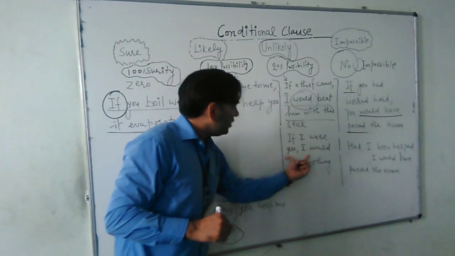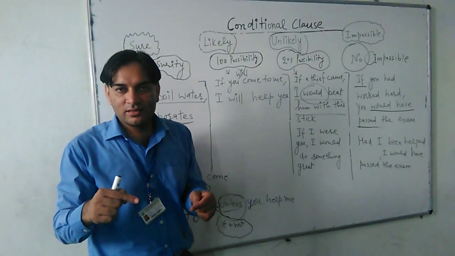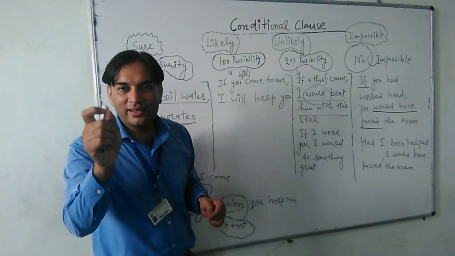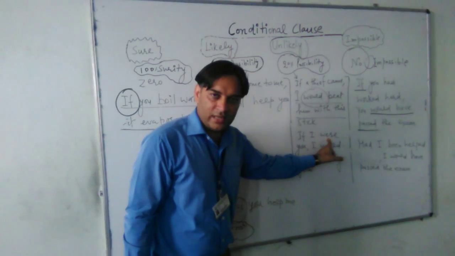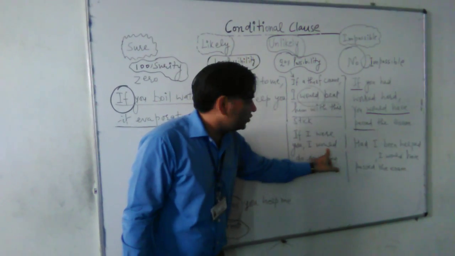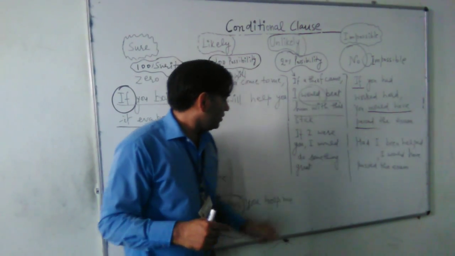Okay? If I were you, I would do something great. If I were you, if I were at your place, possibility is very less. So I have used the verb's second form here. I would, verb's second form in this part also.